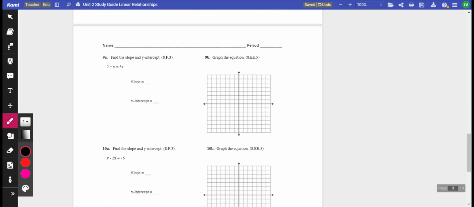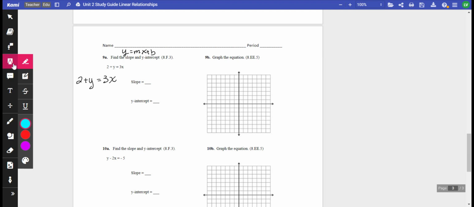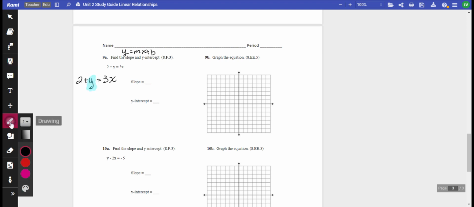Number 9a, we're going to find the slope and the y-intercept. Well, this equation is not written in slope-intercept, so we need to make it say y equals mx plus b. So 2 plus y equals 3x. My goal is to get this y by itself. So that means I'm going to get rid of this 2. So I'm going to subtract 2 from both sides. The left side, I'm left with 0 plus y, equals 3x minus 2. The left side is simplified down to y equals 3x minus 2.